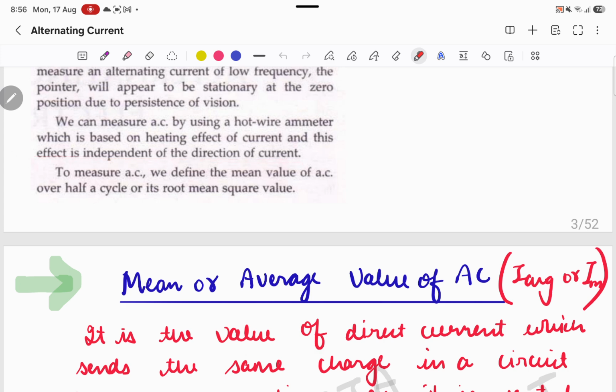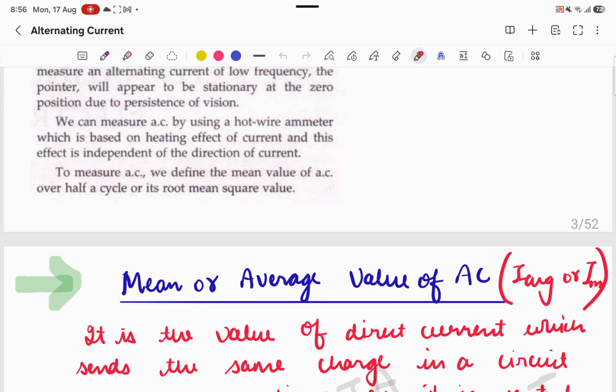So that's why now we are going ahead with the formula. When the average value is not a considerable option to measure the value of the current, then we go to a value that we will understand now: RMS current, that is root mean square current.